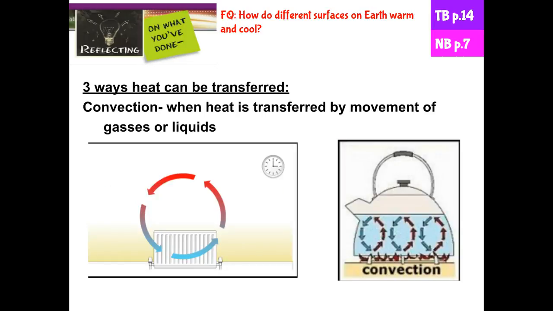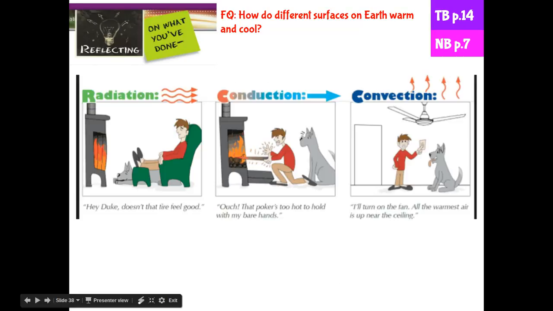The last way that heat can be transferred is convection. Convection is when heat is transferred by movement of gases or liquids. So when objects move, here you have a radiator. And what radiators do is they heat up the air around the radiator, and then the hot air rises. And then as that air cools, it comes back down again, and it creates a convection current. And that also happens whenever you heat a liquid on the stove. So you might have seen this if you're making mac and cheese. The hot water will come to the top, and then as it cools, it goes back down and it makes these circular motions. So here are 3 more pictures that sum up radiation, conduction, and convection.